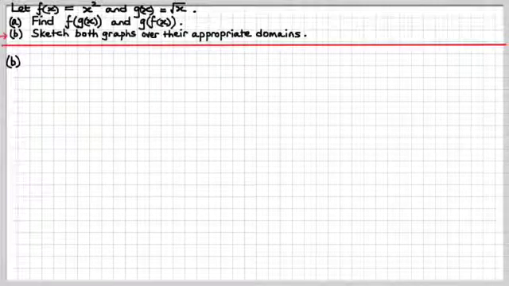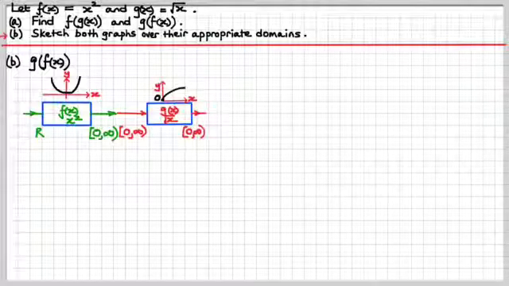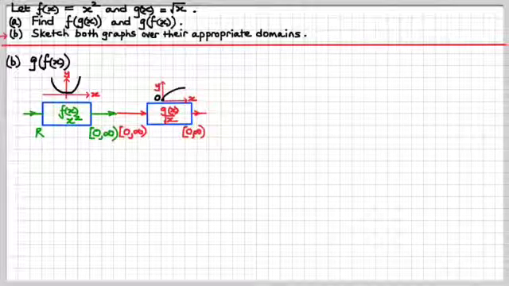Okay, we're doing part B, so it's g of f of x now. The reverse situation to what we had in the first part. So let's just draw our little flow chart here and see what we've got. We've got f of x as the first function inputting into our assembly line, and there's our graph of it, and there's our domain, which it normally would accept.